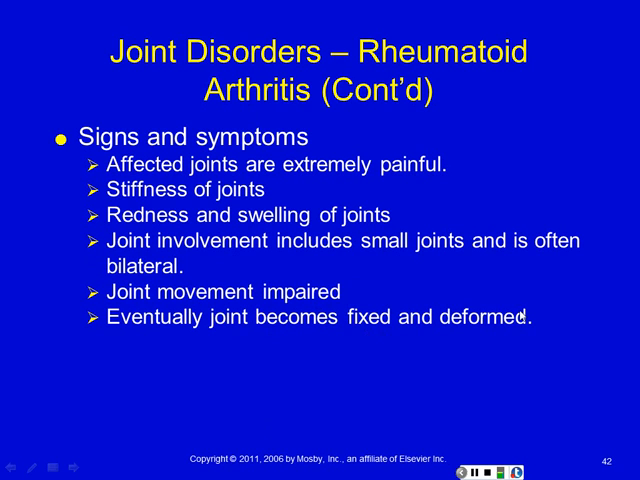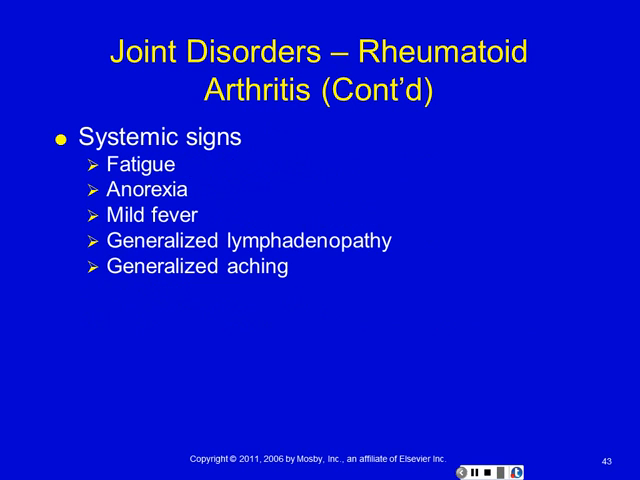So there again, the next time you're taking care of a little old lady with deformed hands, ask her to make a fist, and you'll see that some of the fingers don't flex anymore. And that's when the joint becomes fixed. It can't move, so it's stuck. It's locked in that position. We talked about that already.